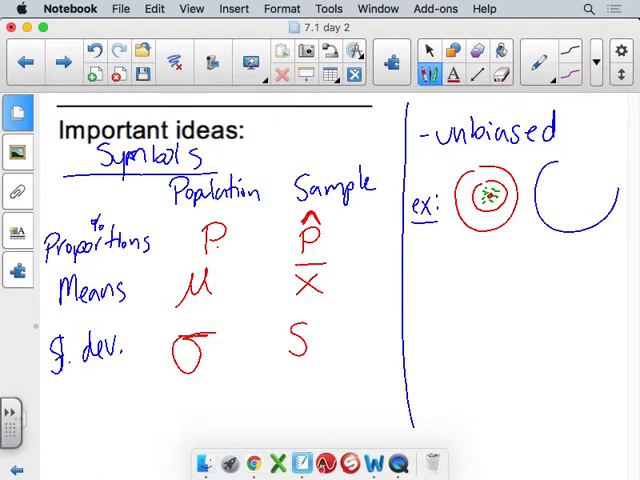But biased would be like maybe I have a tight spread, but it's missing the mark. So no matter how good a shooter I get, if I'm not aiming in the right spot, I'm not going to get it, even if I get a really tight cluster there. So that's biased basically. You're missing the mark. That's unbiased.